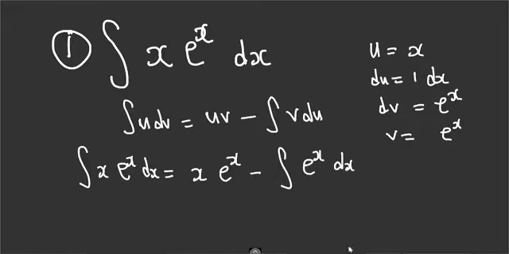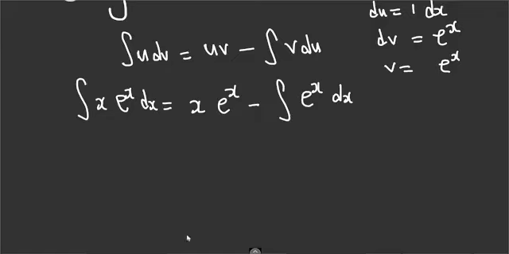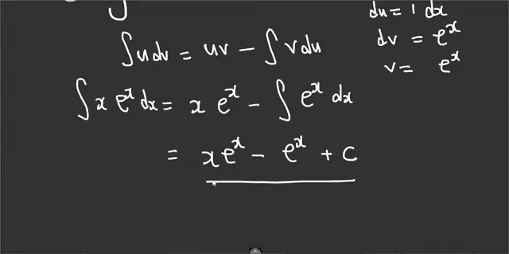So from there, what are we going to do? We are going to write x times e power x minus, what is the integral of e power x? It is just the same, e power x. Then plus the constant. So this is our answer. So I've answered our question 1.